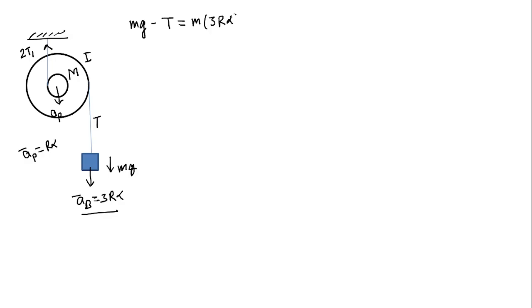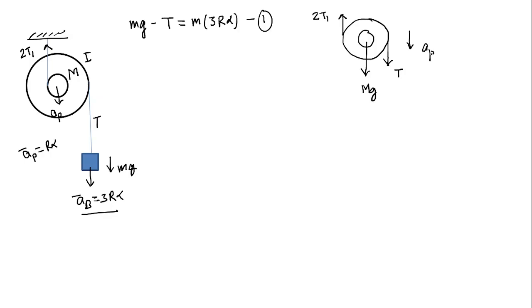3r alpha. Okay. Let us call this equation 1. Now you see, for this part, if you write the equation, let us draw a figure like this. Figure is something like this. Downward force is T. Upper force is 2T1. Another downward force, gravity, mg, and it is moving downward with acceleration a_p equal to r alpha, as we already calculated in the last page, isn't it?